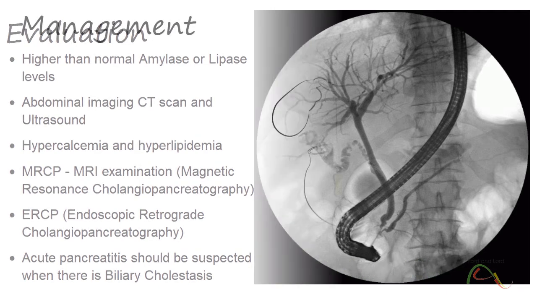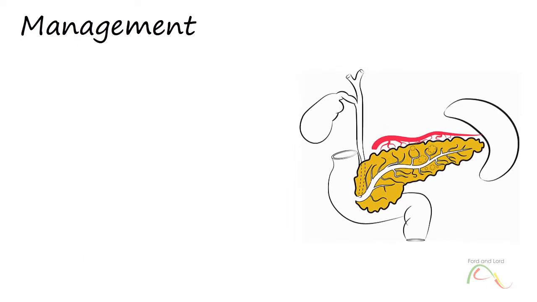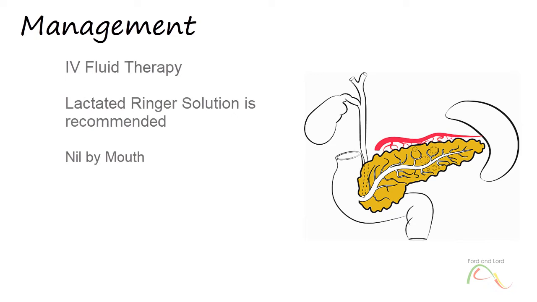Management. Management for acute pancreatitis includes IV fluid therapy. Lactated Ringer solution is recommended with an initial bolus of 15 to 20 milliliters per kilogram, and later on at a rate of 3 milliliters per kilogram per hour for the first 24 hours, provided there are no contraindications. Blood urea nitrogen, hematocrit, and urine output should be monitored every 4 to 6 hours for the first 24 hours to adjust fluid rate. Nil by mouth until abdominal pain, nausea, and vomiting improve.